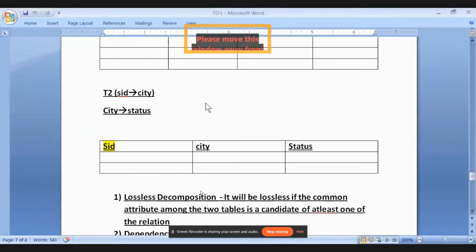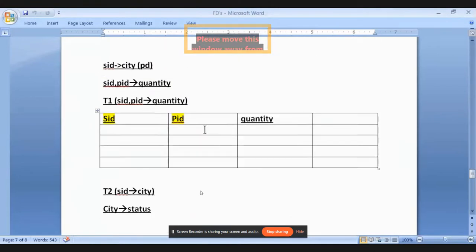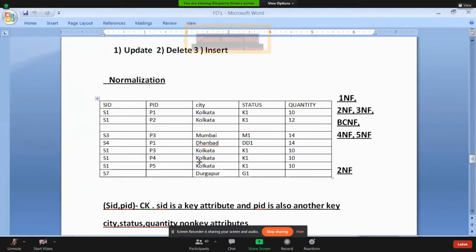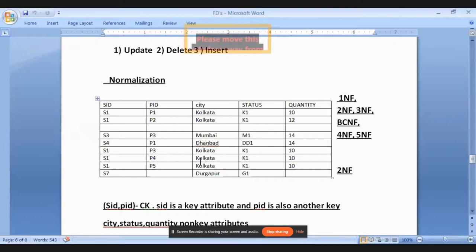Now see, yesterday what we did, we decomposed the original table. This was the original table. We went into normalization. Now we decomposed this original table into two decomposed tables. Why did we decompose the table? Because we saw that this table had a lot of redundancy. Since redundancy leads to many types of anomalies, we decomposed this table. We have converted this table into a higher normal form.